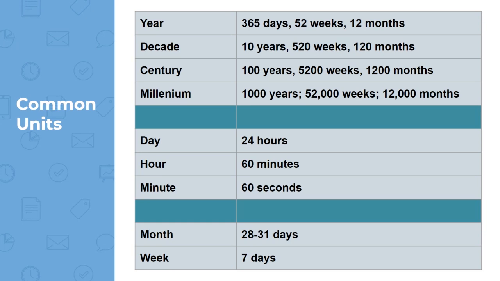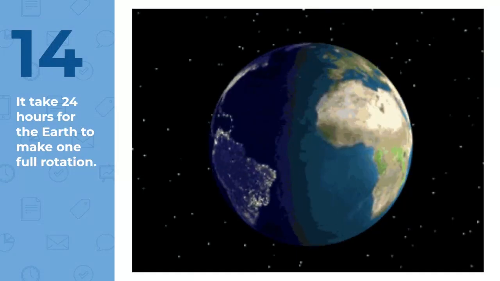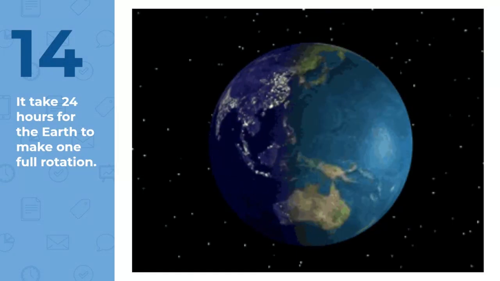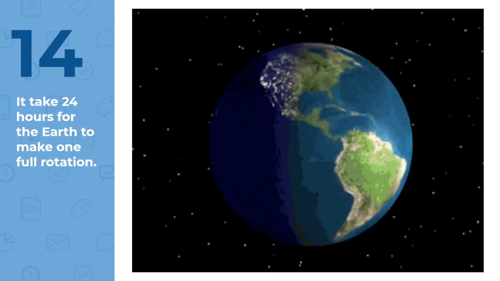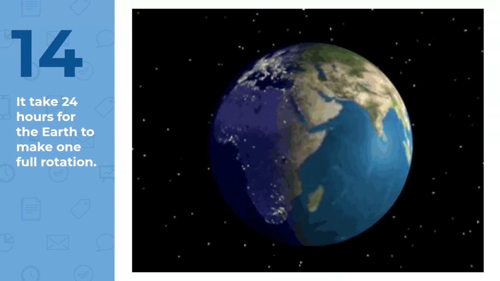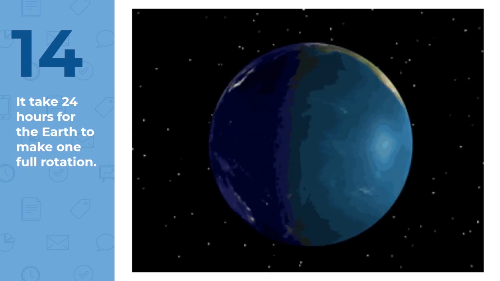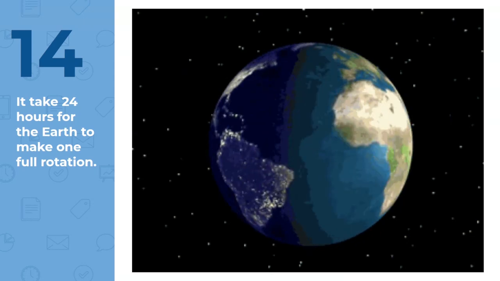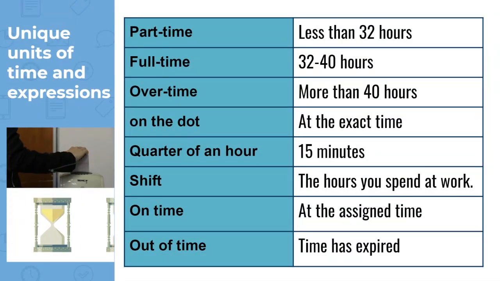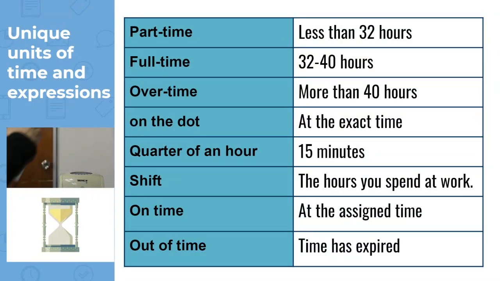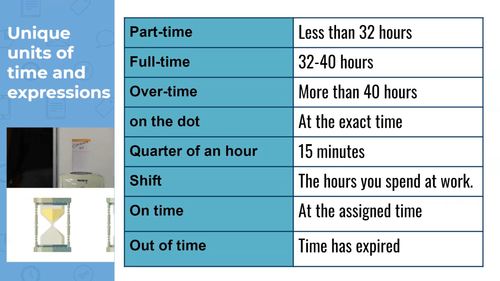The day is 24 hours, an hour is 60 minutes, and a minute is 60 seconds. We also have our months, which range from 28 to 31 days, and a week, which is 7 days. Our 24-hour day is based on the time that it takes the Earth to make one rotation on its axis. Right? That's also why there are 24 time zones in the world. But much of our time has to do with our day-to-day lives, and that would have to do with work.